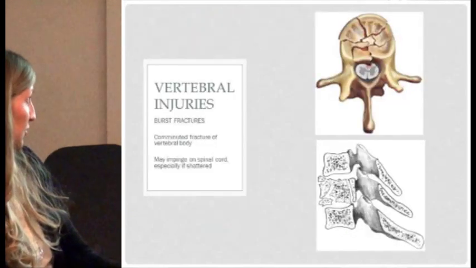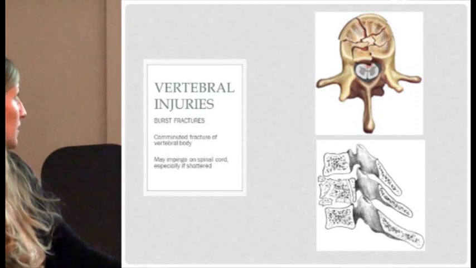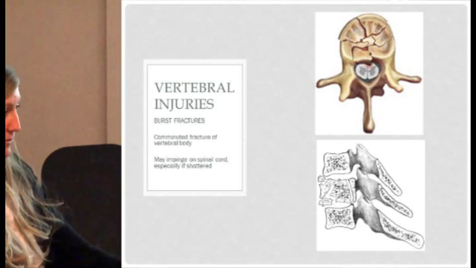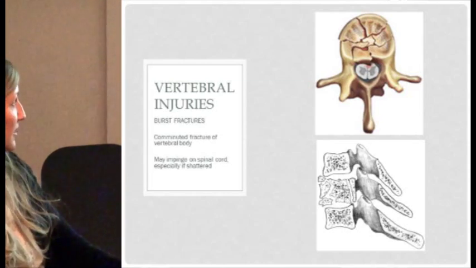So then this is just showing you what a burst fracture might look like. You have a lot of pieces sticking out, similar to that picture that we looked at before, where the pieces are all broken up and can go into the spinal cord.